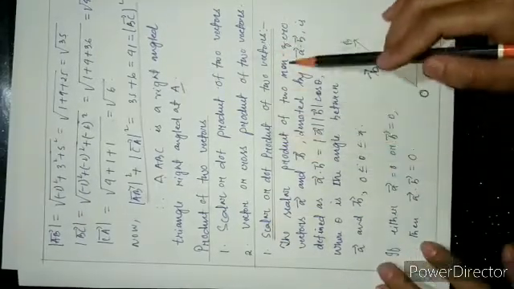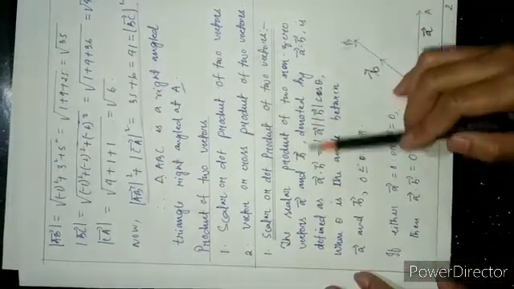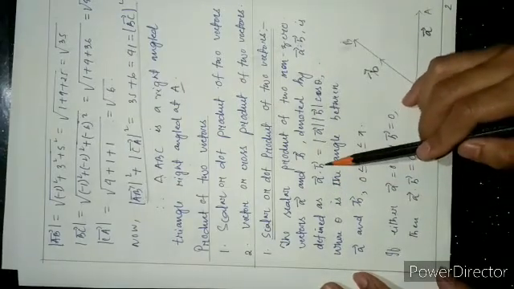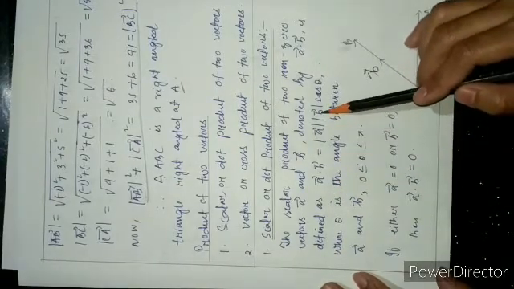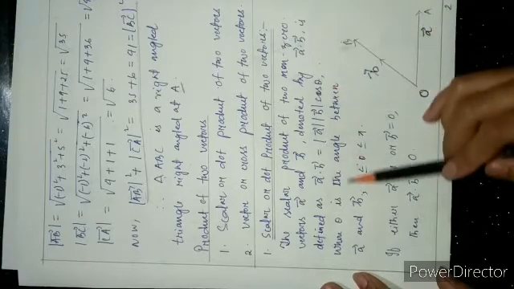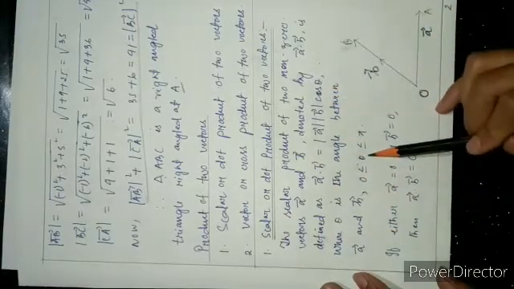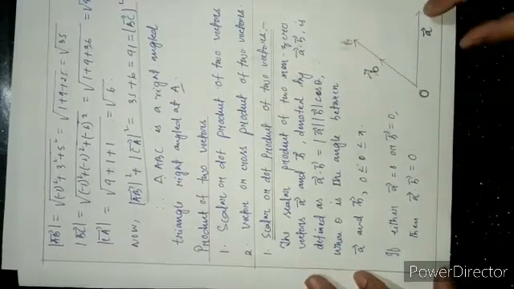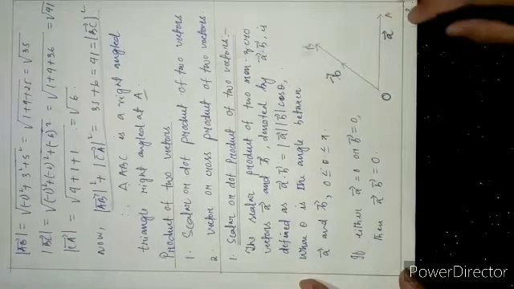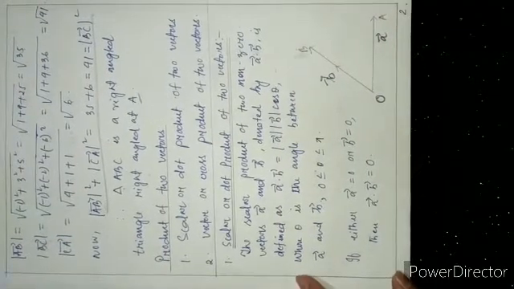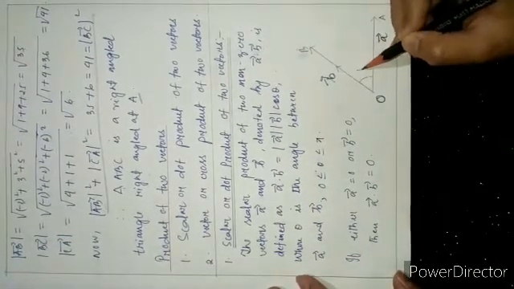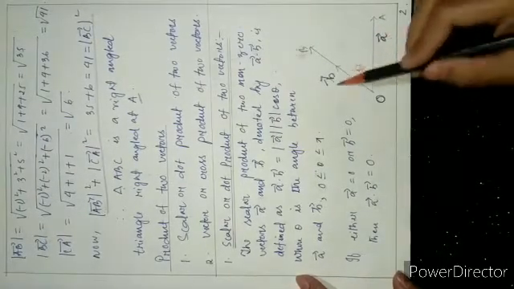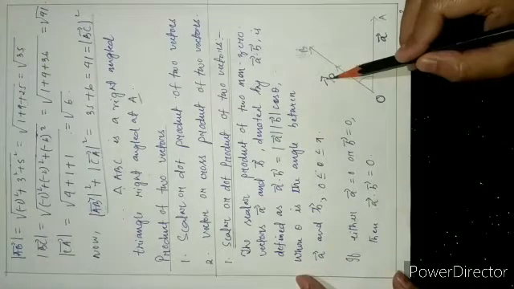The scalar product of two non-zero vectors A vector and B vector, denoted by A vector dot B, is defined as A vector dot B is equal to magnitude of A magnitude of B multiplied by cos theta, where theta is the angle between A and B and theta lies in between 0 and pi. 0 and pi means theta lies in between 0 and 180 degrees. Theta is the angle between the given two vectors, A vector and B vector.